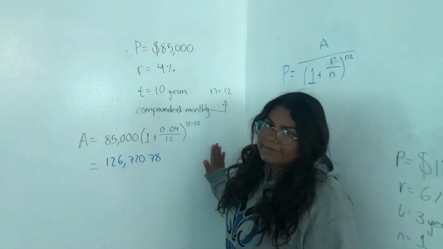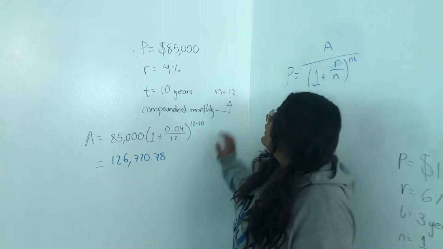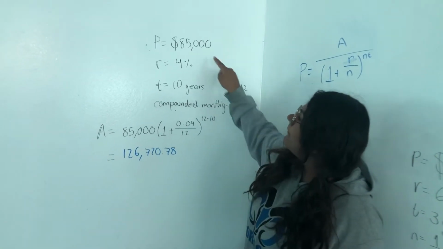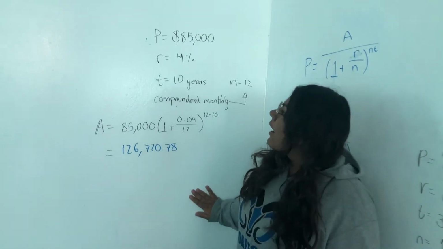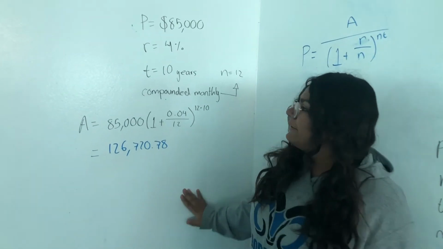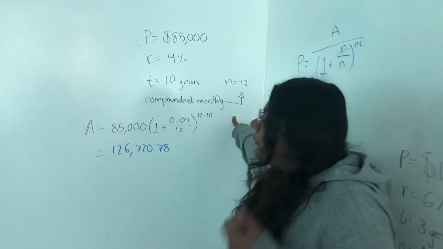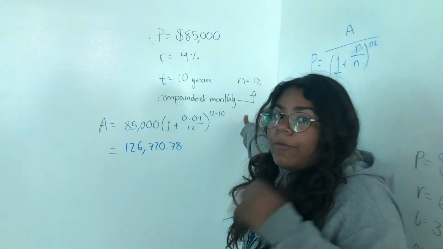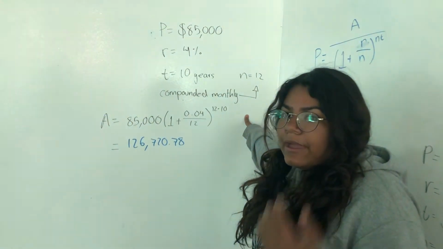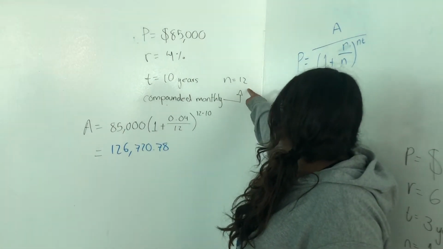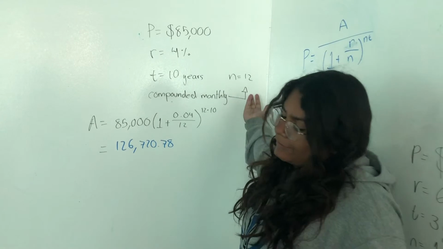Now, this problem is the same. We're looking for the final quantity. The data we have now is this one. P equals 18,000, R is 4%, T is 10 years, and they're telling us that it's compounded monthly. Since it's compounded monthly, we have to look for how many periods there are in 1 year. There are 12 months, so we have 12 as N, which is the period of time.